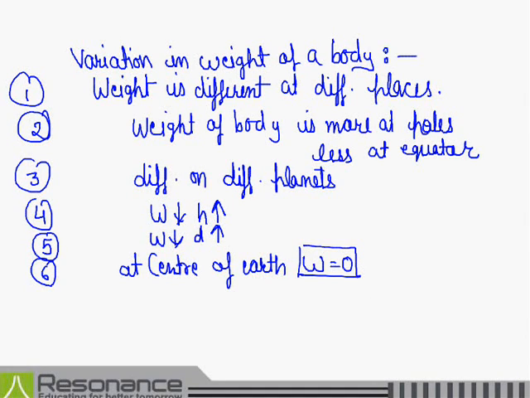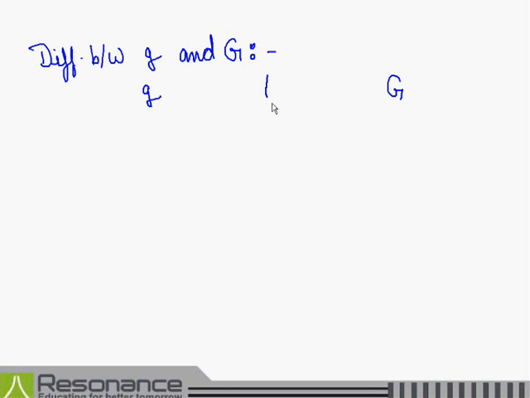Now, the differences between small g, which is acceleration due to gravity, and capital G, which is universal gravitational constant. First, the acceleration produced in the body falling freely under the action of gravitational pull of the earth is known as acceleration due to gravity, while capital G, the gravitational force between two bodies of unit masses separated by a unit distance, is known as universal gravitational constant.